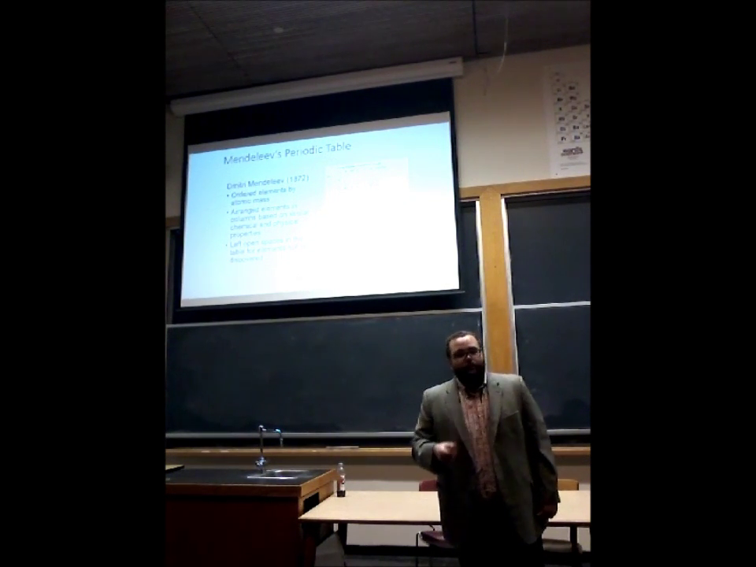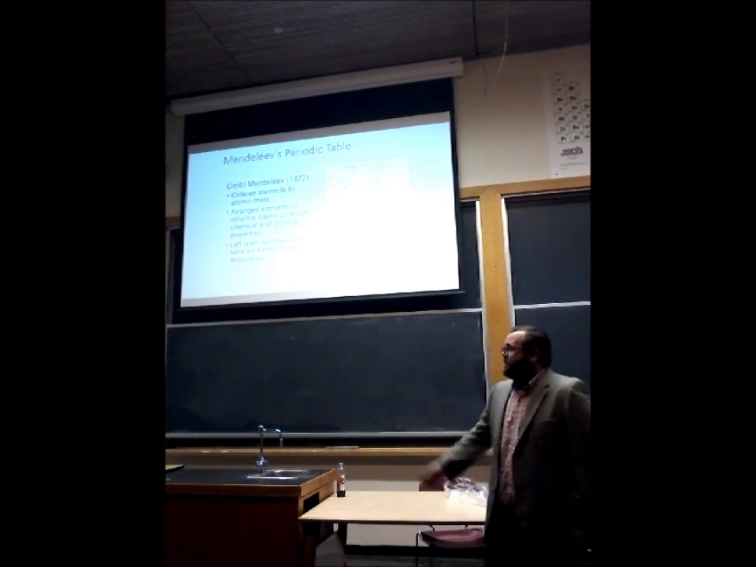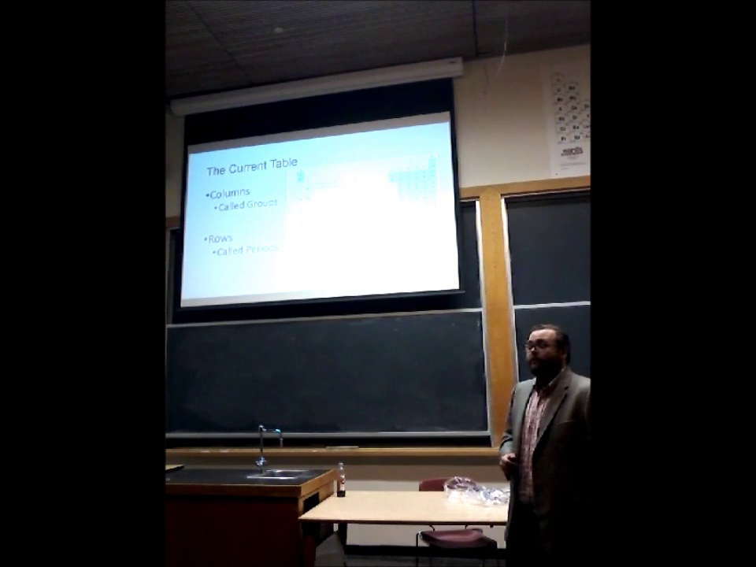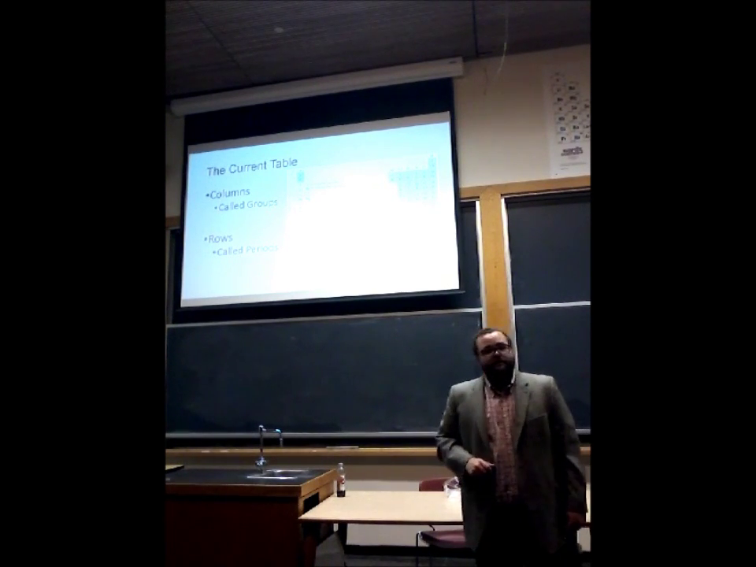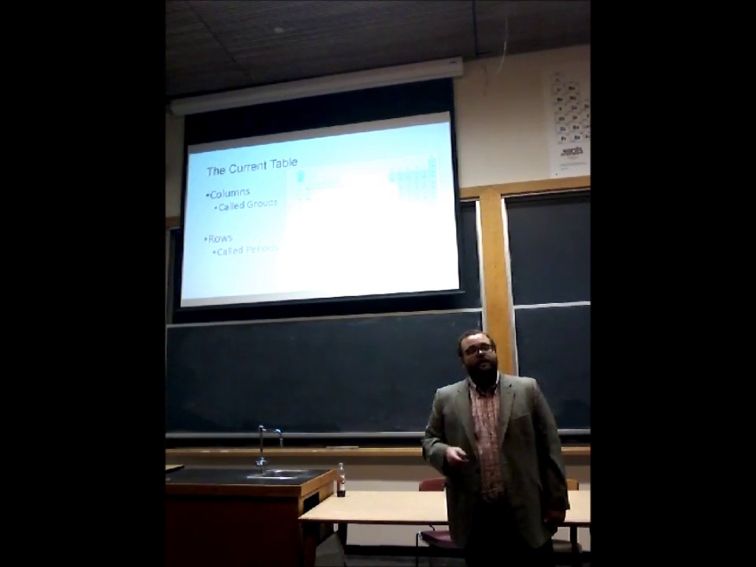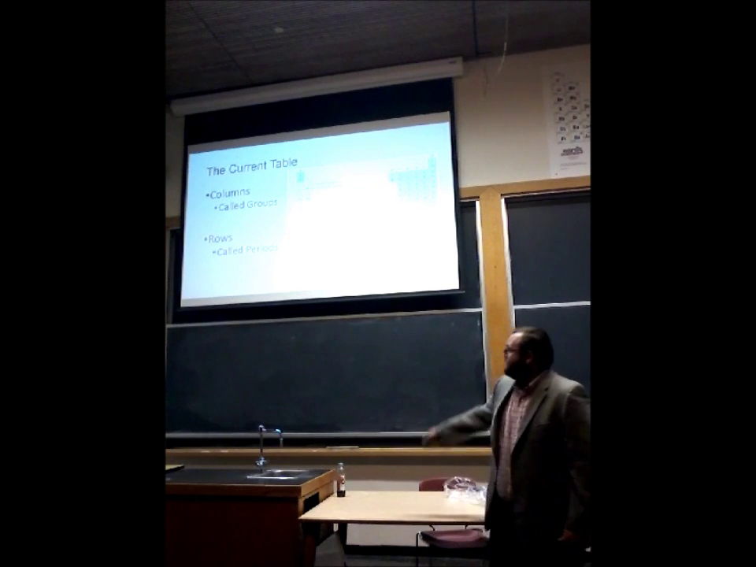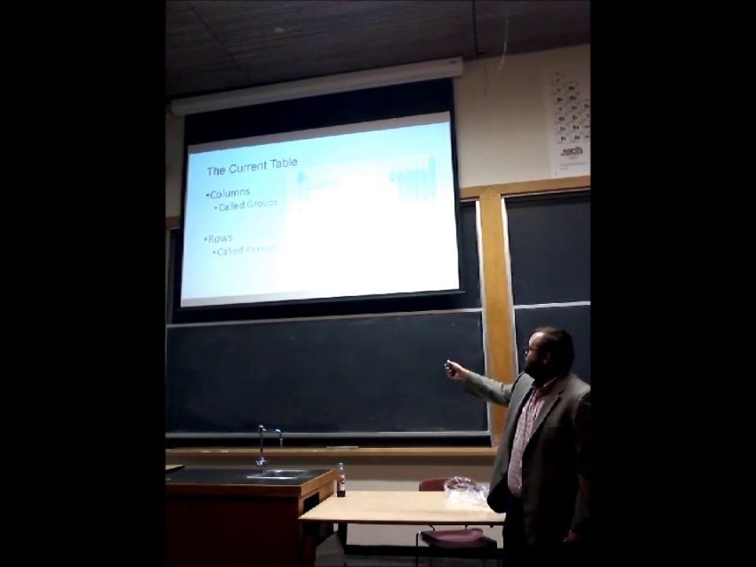And based on Mendeleev's work, we were eventually able to come up with the current periodic table of elements. So the current periodic table has 118 known elements and is divided into groups and periods. So groups, those are the columns, and periods are the rows of elements.